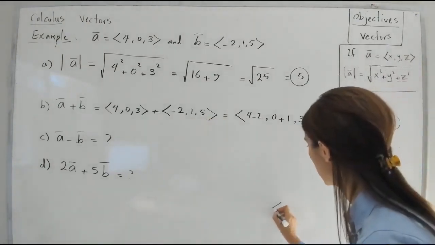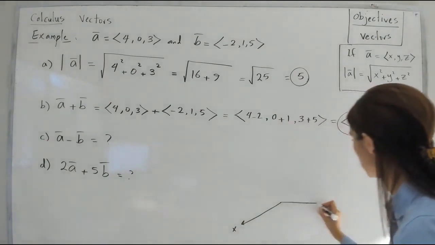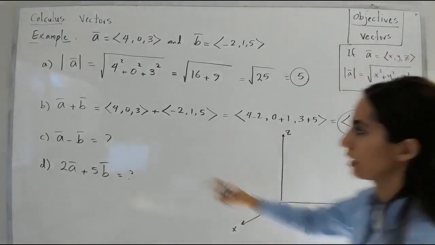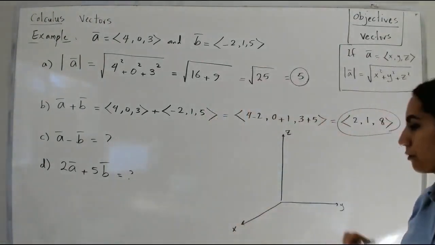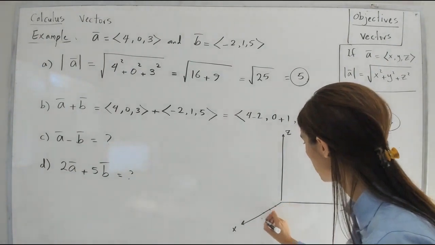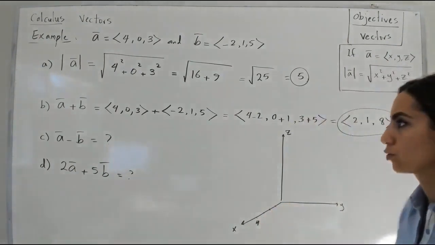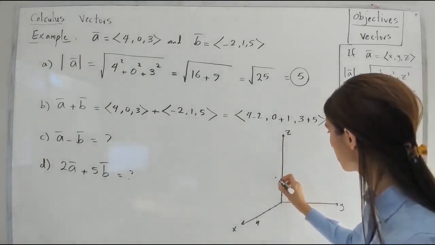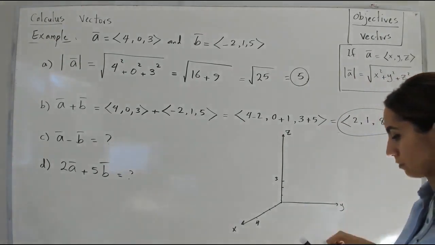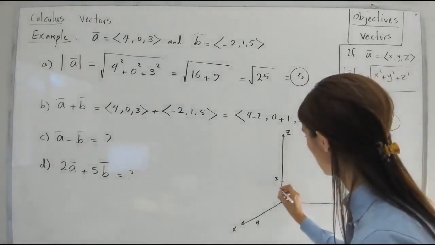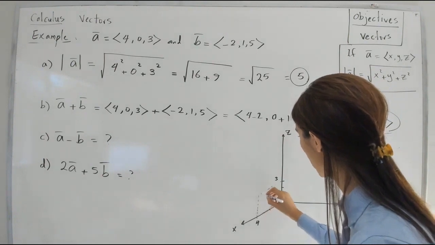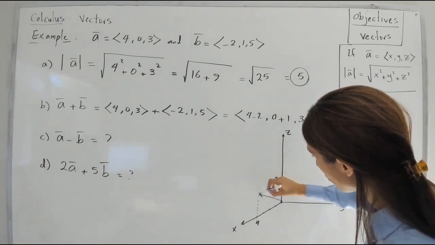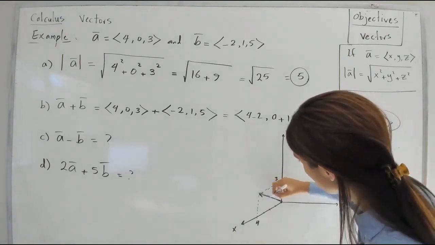Okay, let's take a look at this. Here we have our x-axis, here we have our y-axis, and here we have our z-axis. Very well, our first vector, 4, 0, 3. So 1, 2, 3, 4. Your y is 0 and your z is 3. 1, 2, 3. Very well. So our vector originates from 0, 0, 0, or from the origin, and this is your vector.